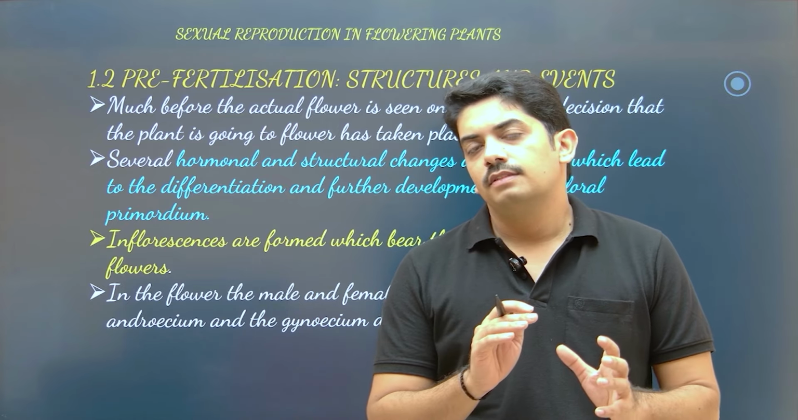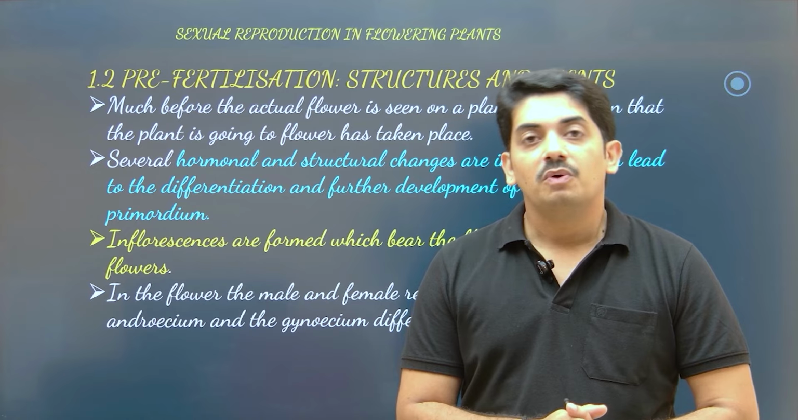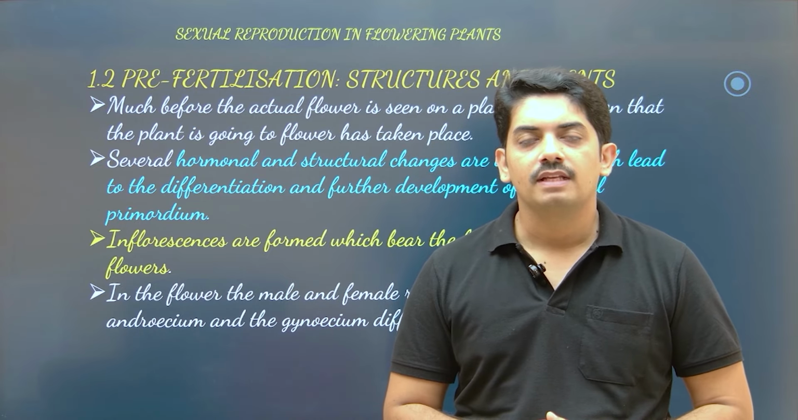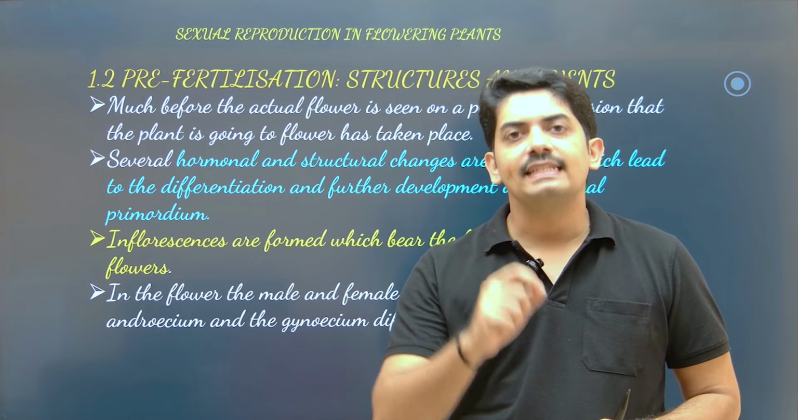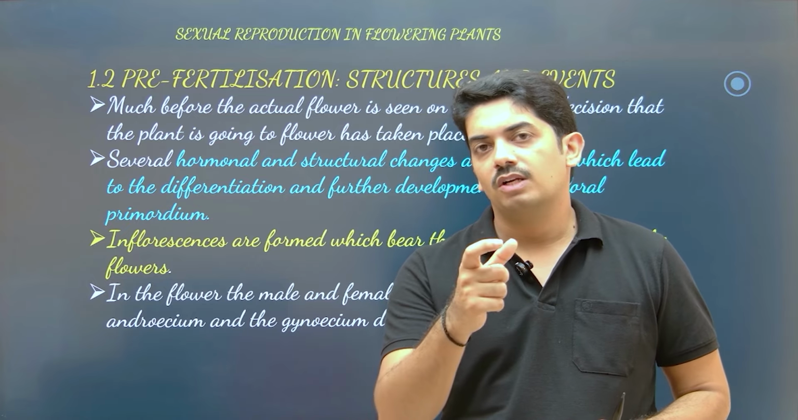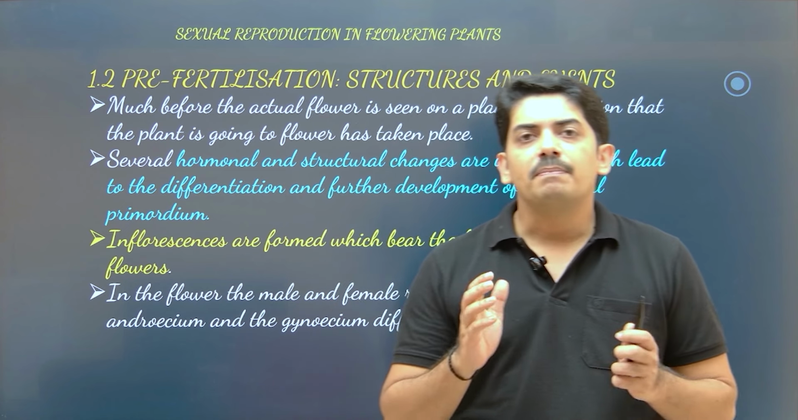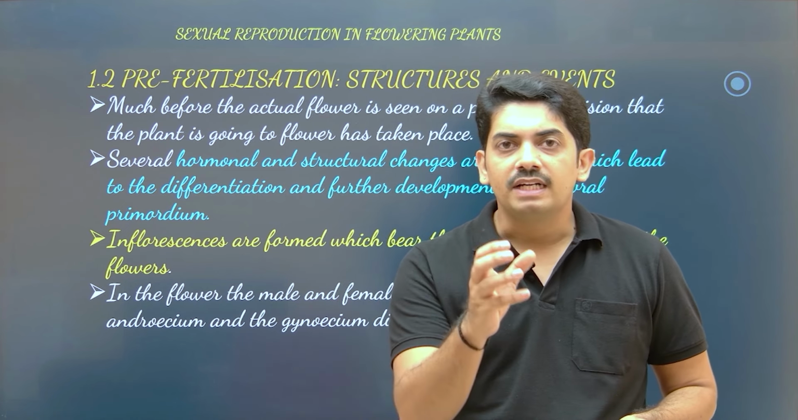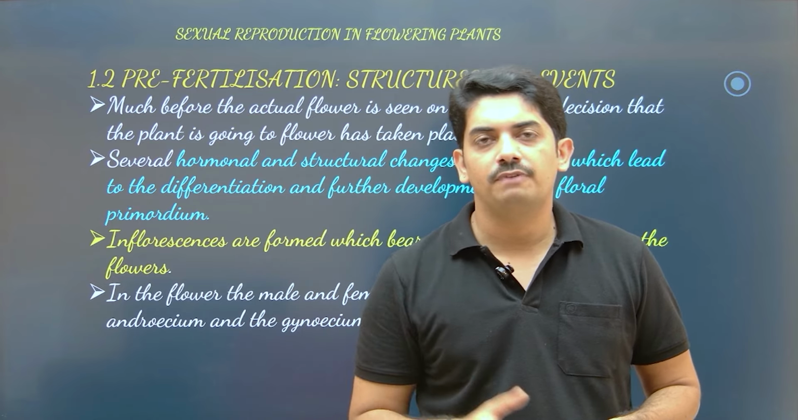Hope you have a little idea about the floral primordium. You know what is leaf primordium? The part of the shoot which has the destiny to become leaf is called leaf primordium. Similarly, once the plant attains certain maturity, the plant will decide this part will become a flower.